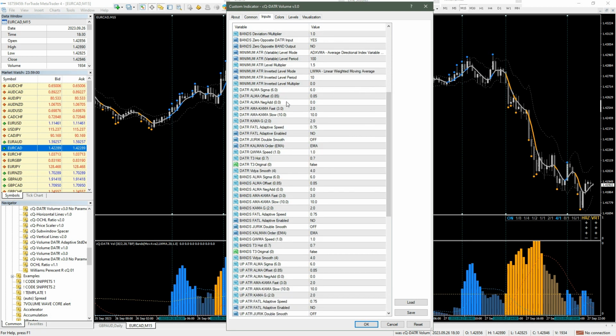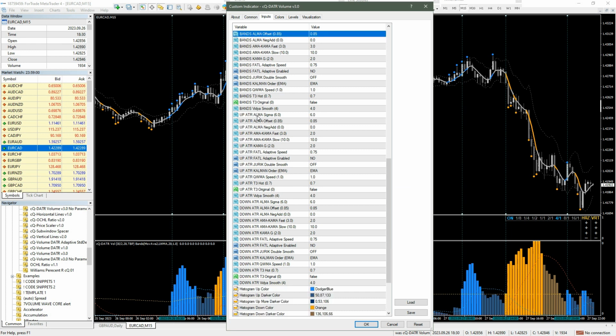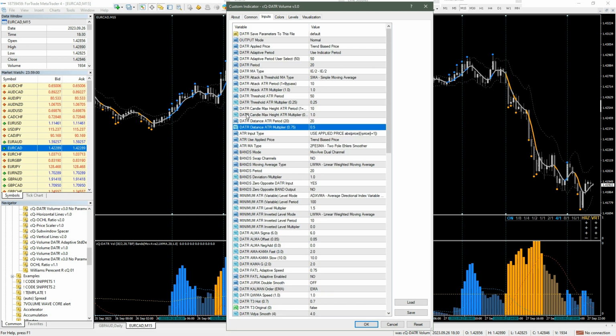These are the DATR moving average parameter values where you can change those. Here's the ones for the bands if you're using an ALMA or the AMA, KAMA. And then the ATR, which is used in calculating this minimum level. Those are here. And then this, I'll show you the code in a little bit.